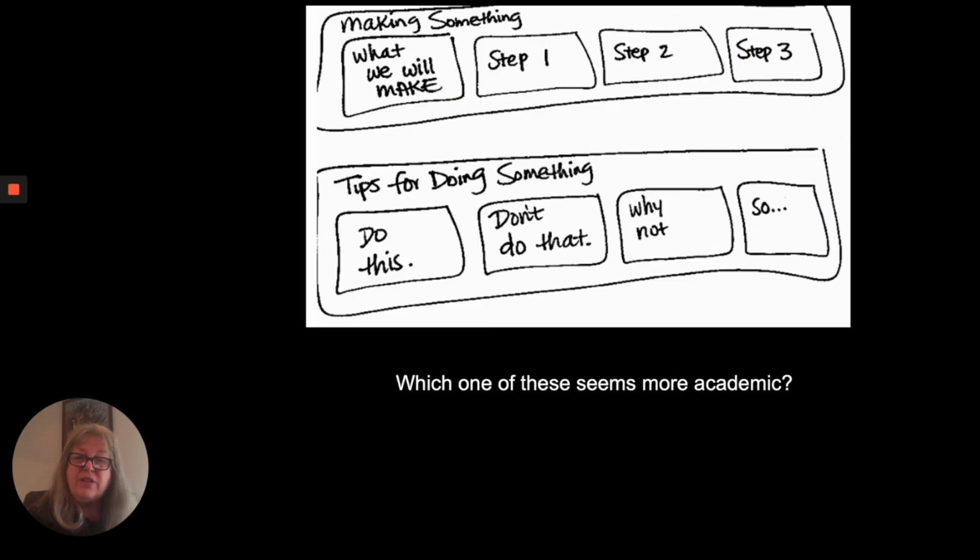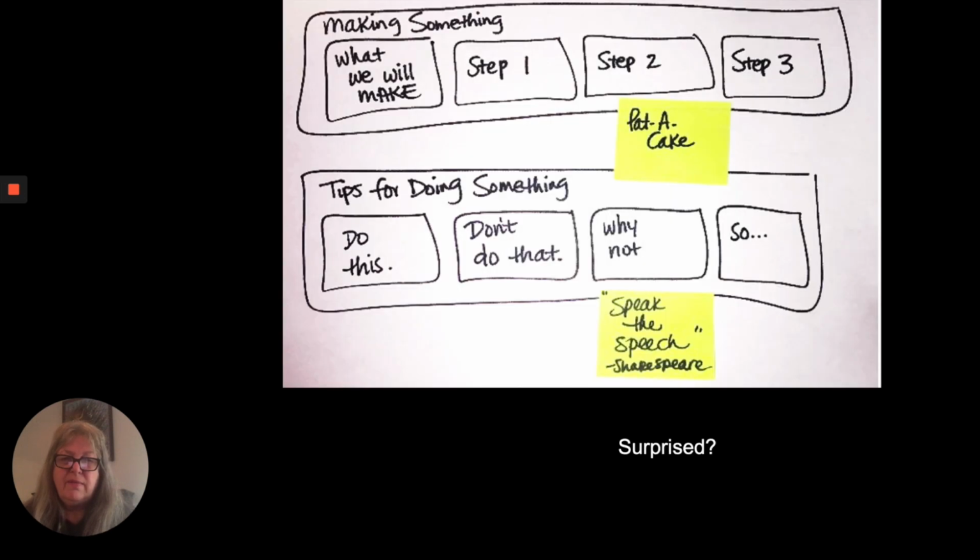Which one of these looks more sophisticated, more academic? The top one, what we're going to make. Step 1, step 2, step 3. Or tips for doing something. Do this, don't do that, why not, and so. Which one of those do you think would produce something more academic? Well, the first one's from Pat a Cake, Baker's Man. The second one is from a Shakespearean speech when Hamlet's telling the actors how to perform. It's a little surprising, isn't it?